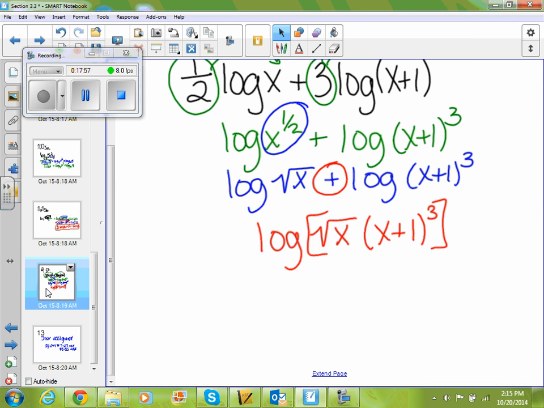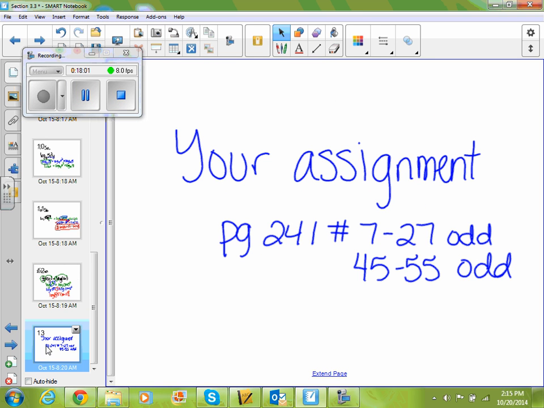Okay, so we're just mostly going to be working with simplifying different logs to make them look differently, because that'll sometimes make them easier to evaluate. So you guys are going to do 241, 7 through 27 odd, 45 through 55 odd.